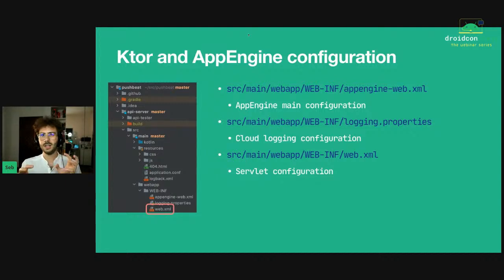So as I said, the servlet is the container that runs our application. For us, the flow goes like this. App Engine looks into the appengine-web.xml file. The appengine-web.xml file says, I need to run a servlet. So App Engine then goes to web.xml and says, okay, this is the servlet configuration, I'm going to spin up the servlet. The servlet configuration is going to look into the application.conf file that will tell it what to run exactly.